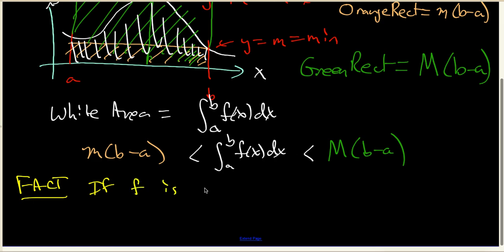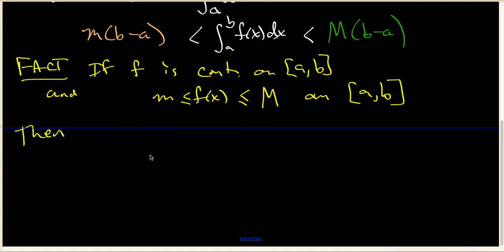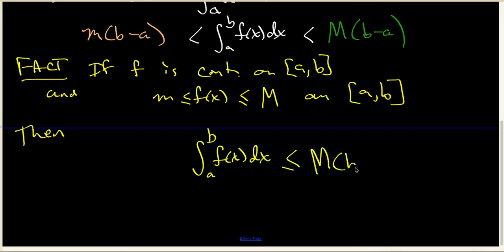So we're going to have this fact. If f is continuous on a closed interval between a and b, and f of x is always trapped between capital M and little m on my closed interval between a and b, then it turns out that the definite integral between a and b of f of x dx will be less than or equal to capital M times b minus a, and it will be bigger than or equal to little m times b minus a. And those are the three facts that we're going to look at in this particular video.